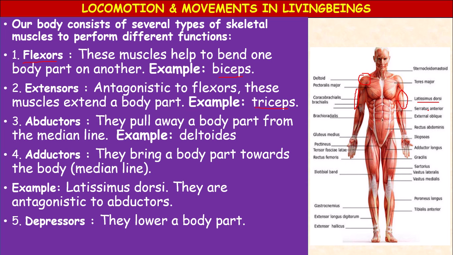Next, depressors. Depressors are those that lower a body part. For example, mandibularis. The mandibularis is the muscle which is present in the lower jaw. So they lower a body part, meaning due to the presence of this muscle only we are able to move the lower jaw, the mandible, up and down at the time of chewing or talking, with the help of this.